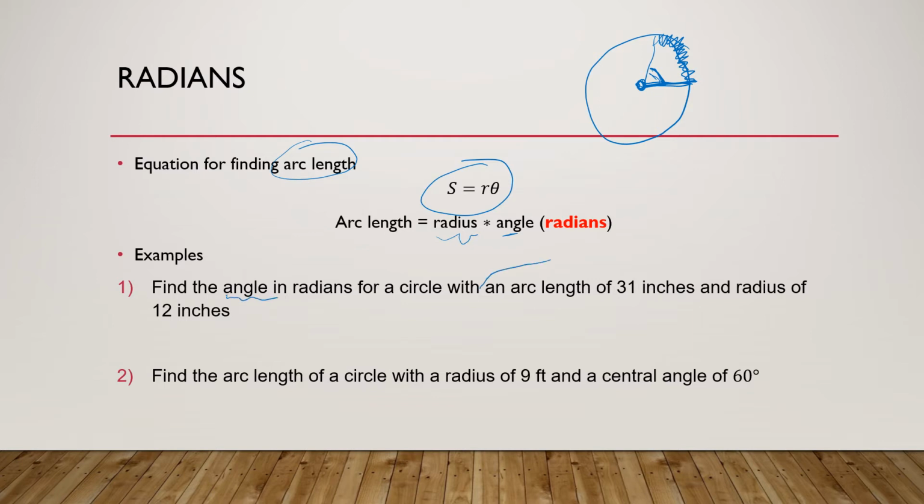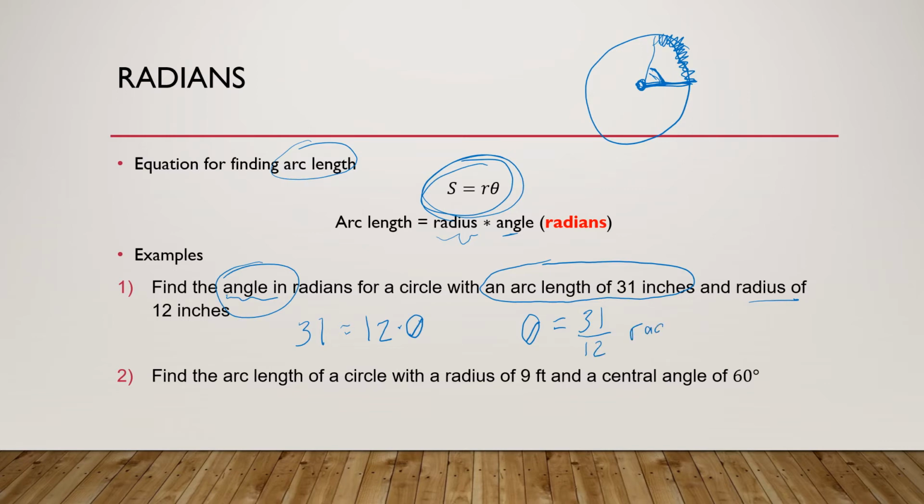This time they're telling us the arc length, 31 inches, and we know the radius. So we can set up our equation here. 31 is equal to 12 times the angle. We use theta a lot of times to talk about angles, just like we use x a lot of times in algebra for an unknown variable. And all we want to do is get theta by itself, since that represents the angle. We can do that if we divide by 12. So theta equals 31 divided by 12 radians.